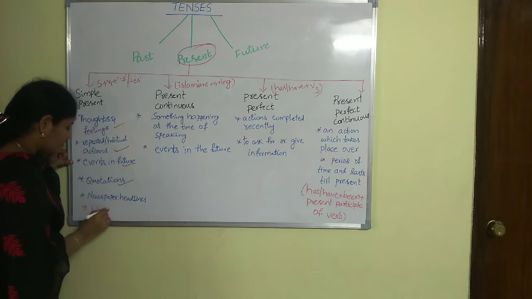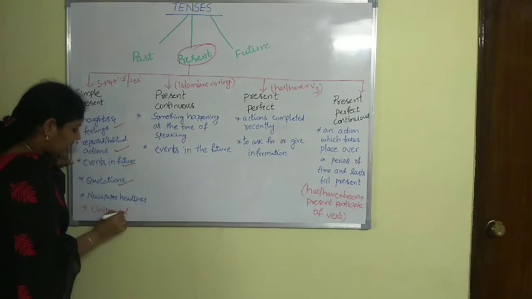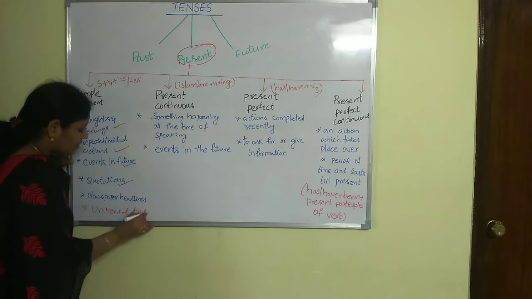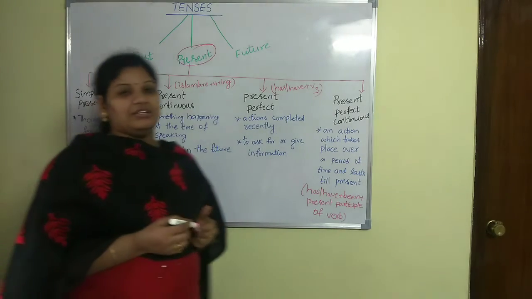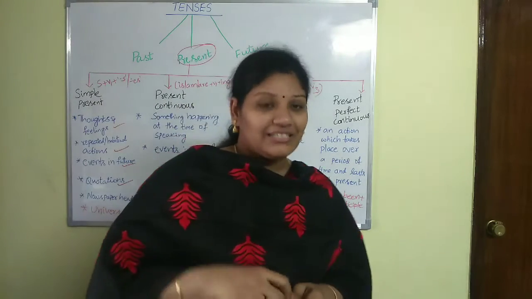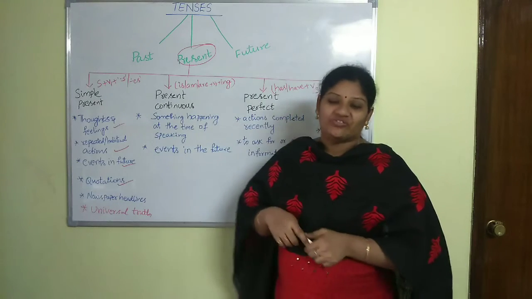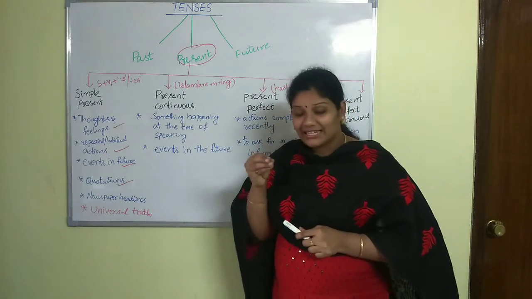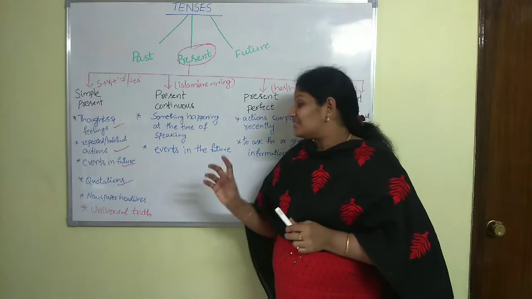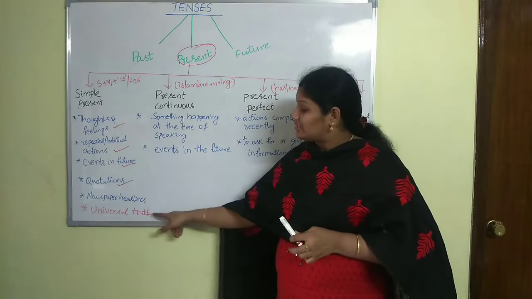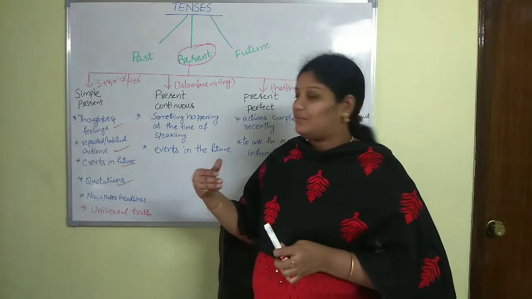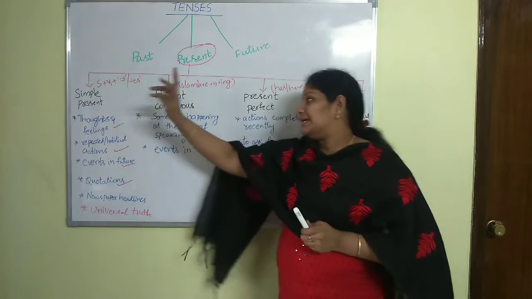What do you mean by universal truth? Suppose honey is sweet. If you taste honey in India, it tastes sweet. If you taste it in Germany, it tastes sweet. If you go to France, it tastes sweet there also. Such things are called universal truths. So to express universal truths also we use simple present tense.